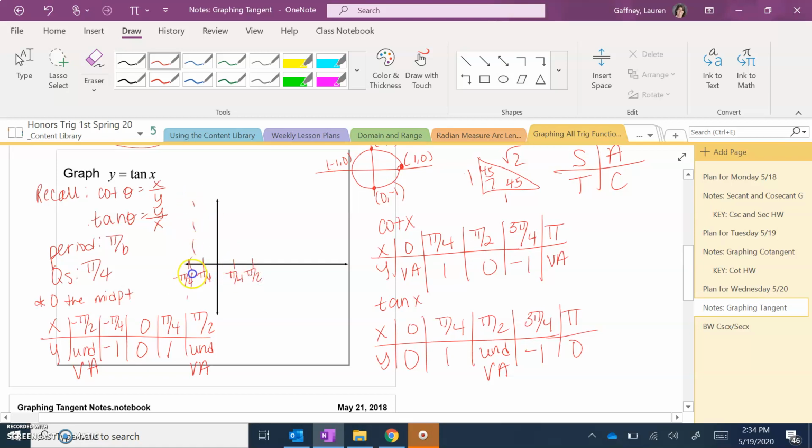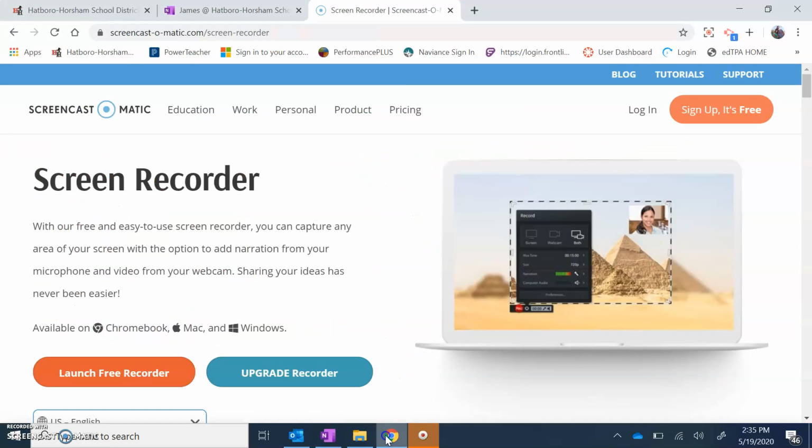If we draw those VAs in, notice the pattern here is negative 1, 0, 1. And once again, you want to hug those asymptotes.